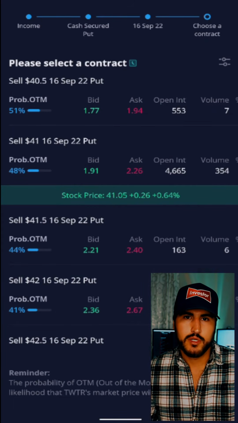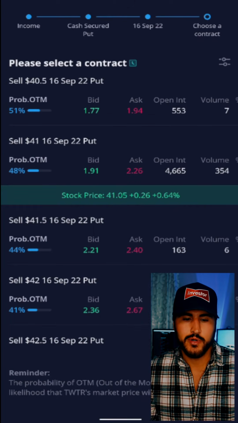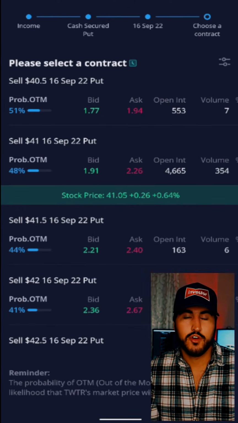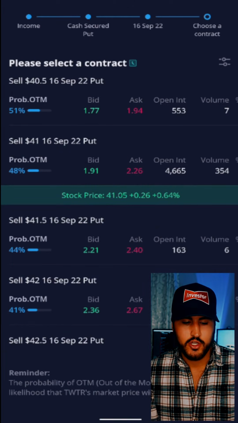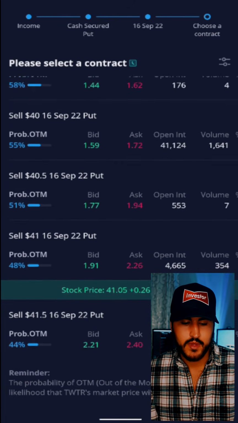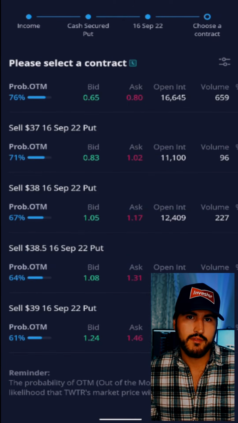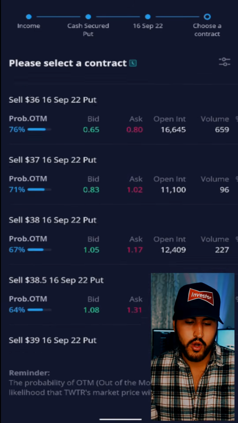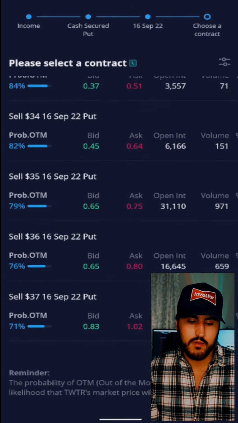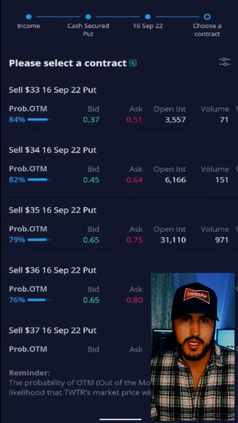Now cash secured puts, typically, most of the time, you're going to want to sell a cash secured put that is out of the money. So for put options, out of the money is actually opposite from call options. You want to sell a put option that is below the current stock price. Stock price $41. And typically I like to sell cash secured puts that have a delta of 0.2 or an 80% probability of being out of the money, which in our case is the $34 strike.